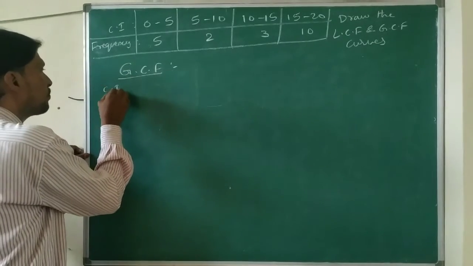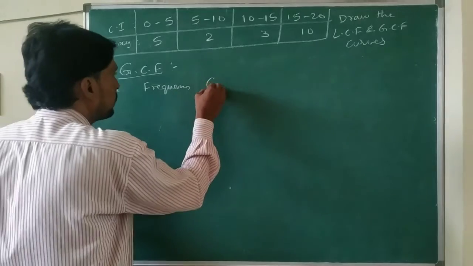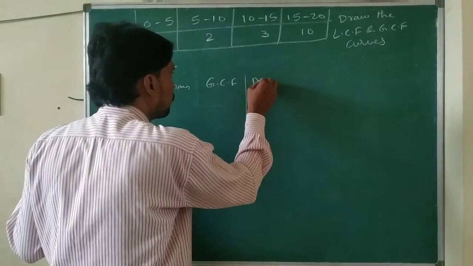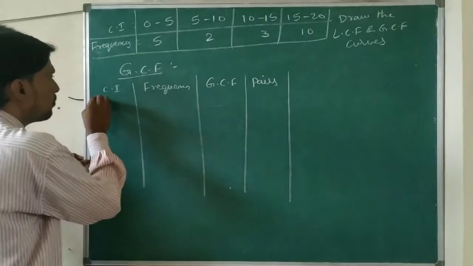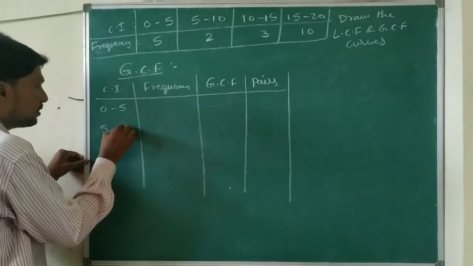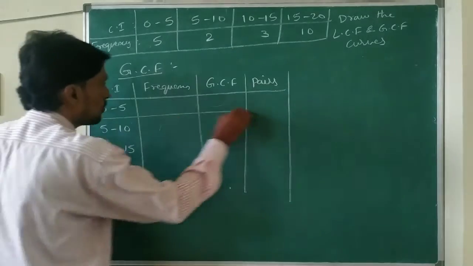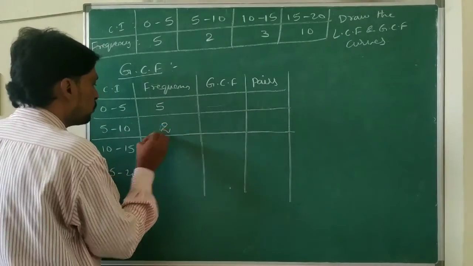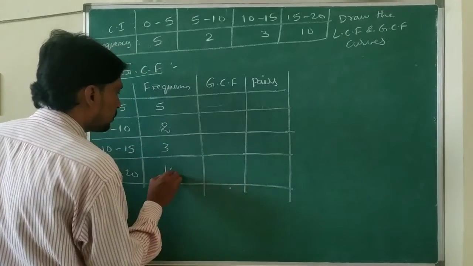So class intervals and frequency. Now we need to take GCF and pairs. Class intervals: 0 to 5, 5 to 10, 10 to 15, 15 to 20. Frequencies: the first frequency is 5, second one is 2, third one is 3, last one is 10.